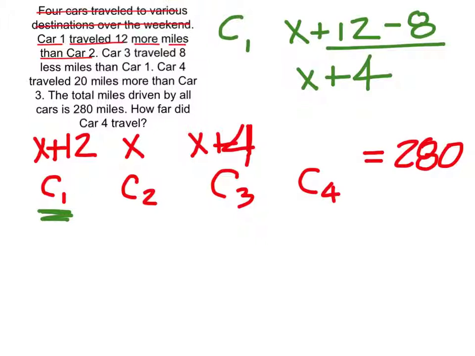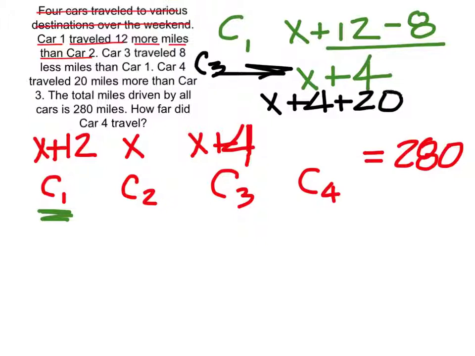And for car 4, it traveled 20 miles more than car 3. So don't forget, car 3 is what we just did here. This is car 3, X plus 4. And car 4 went 20 miles more than that. So instead of X plus 4 plus 20, what should I use? X plus 24, yes.